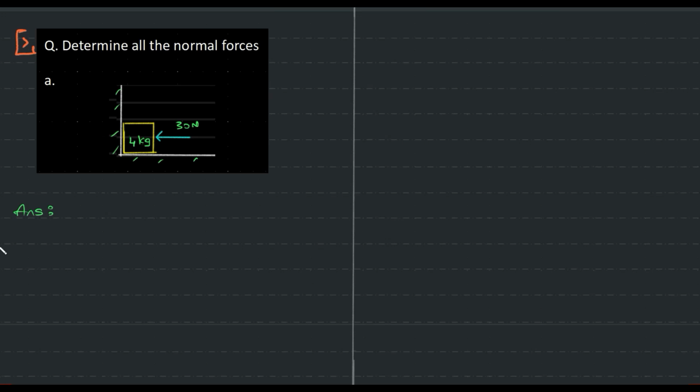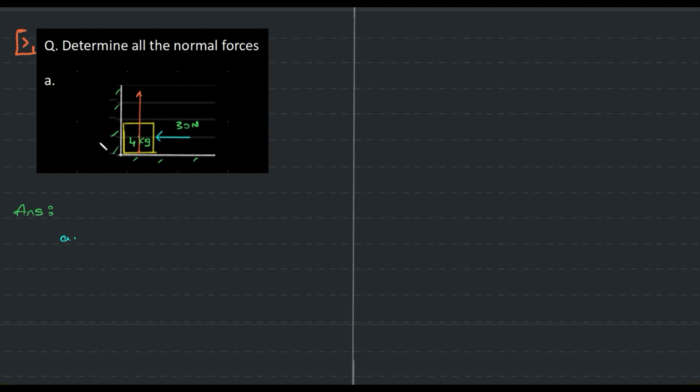Determine all the normal forces in this bunch of pictures over here. So we have, okay, let's figure it out. Actually, I'll draw it here itself. So one is we have a force against gravity. So one would be this. And the other will be a force against this 30 Newton.